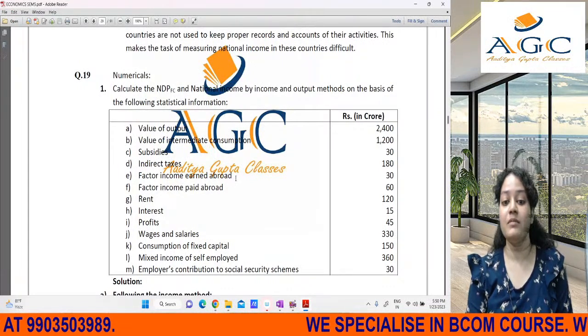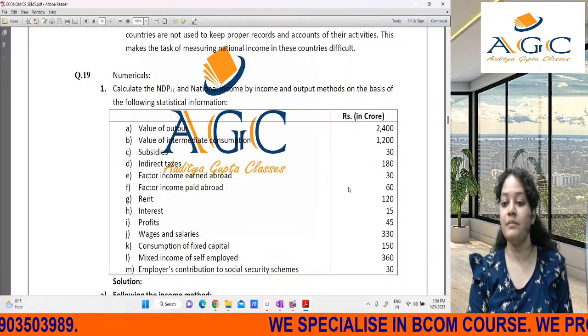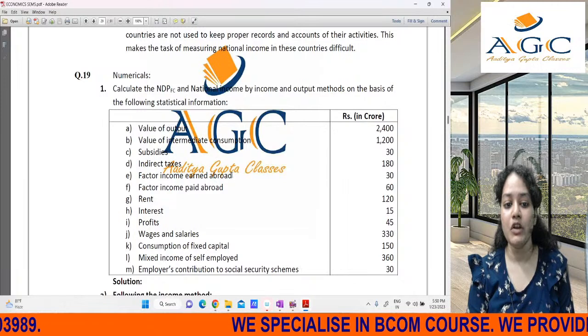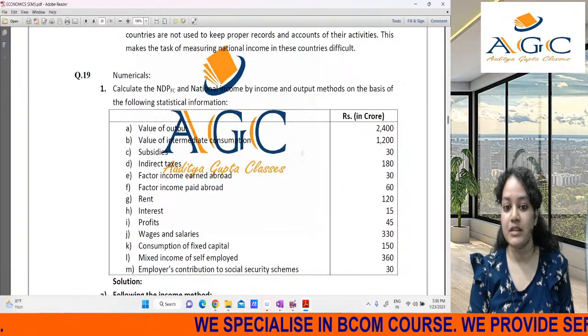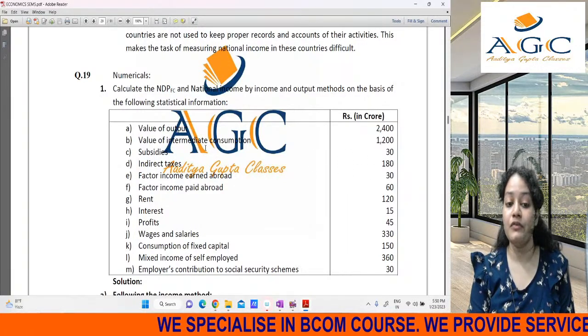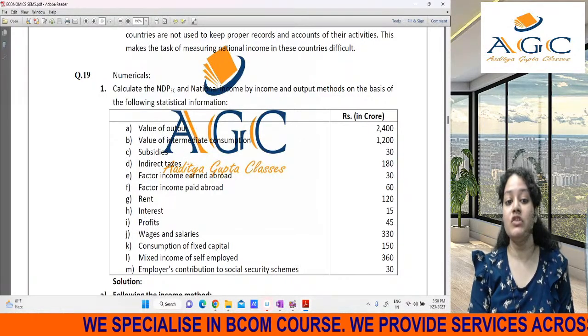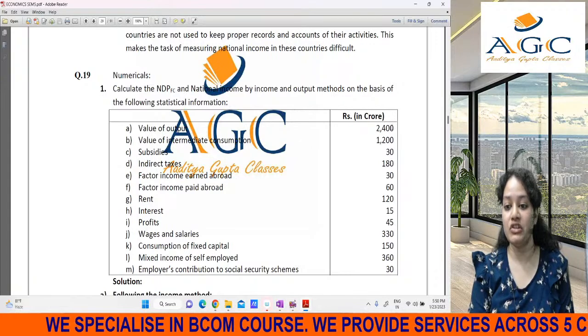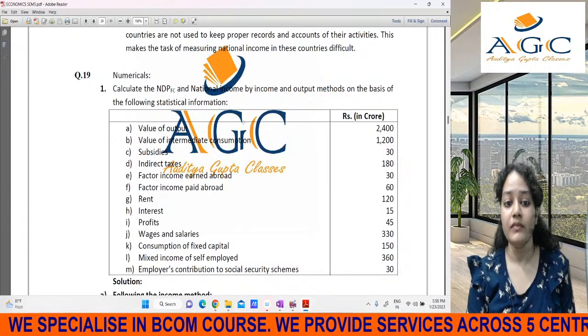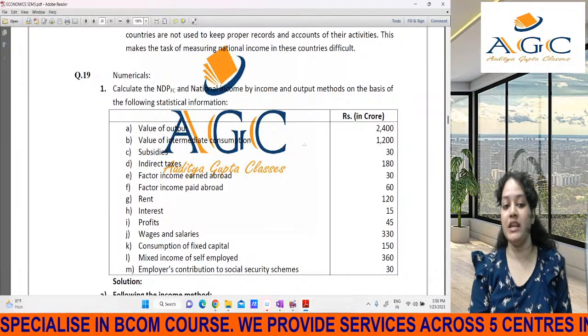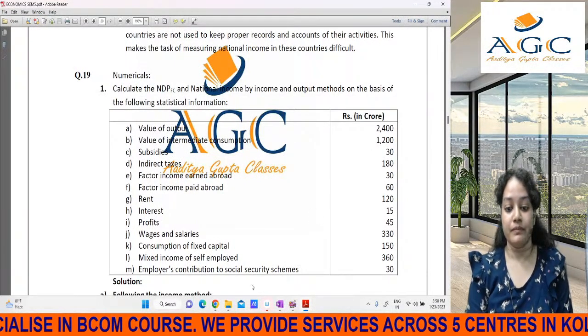Sorry, I just missed out a bit. Factor income earned abroad is 30 and factor income paid abroad is 60. Because of the linings, it's a bit difficult to understand. So when you're doing the sum, it might so happen that you also goof up a bit. So just put a scale, or at least see which numbering you're putting it from. So indirect tax is 180 and subsidy is 30.